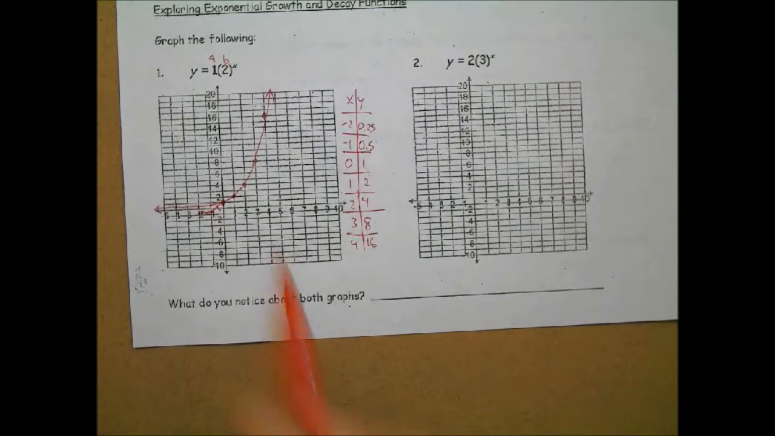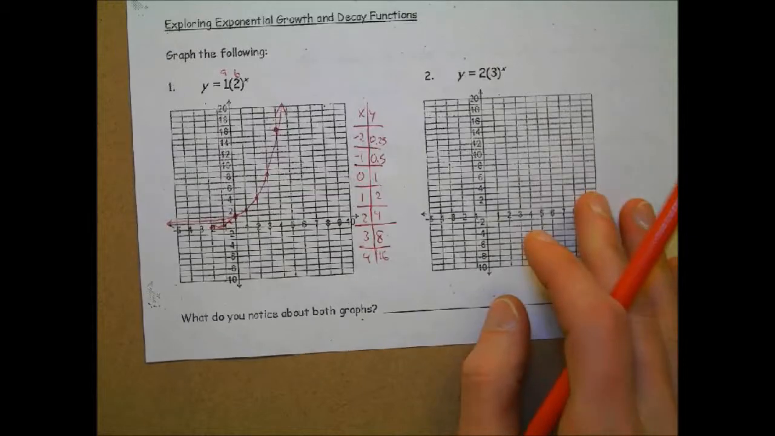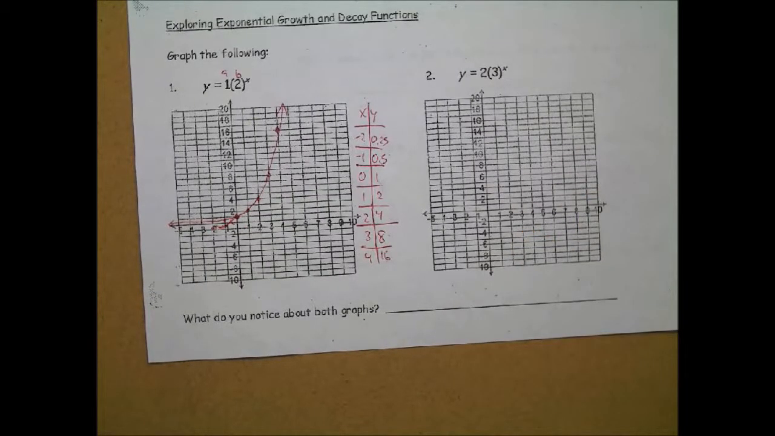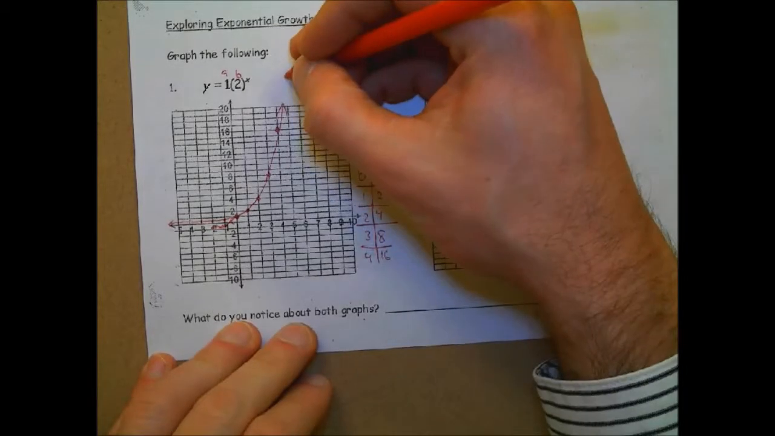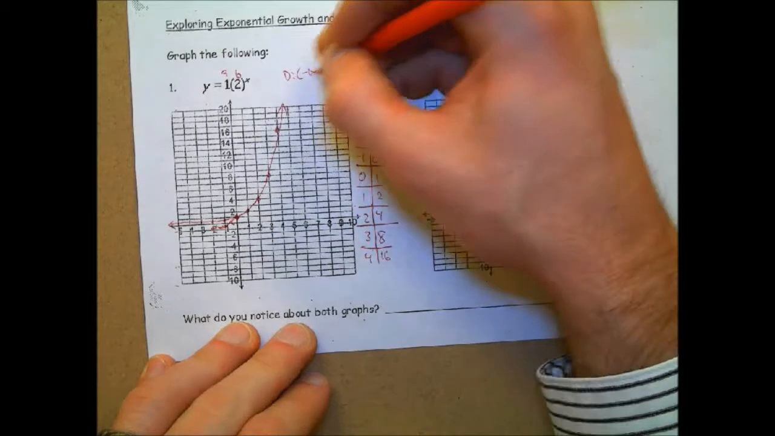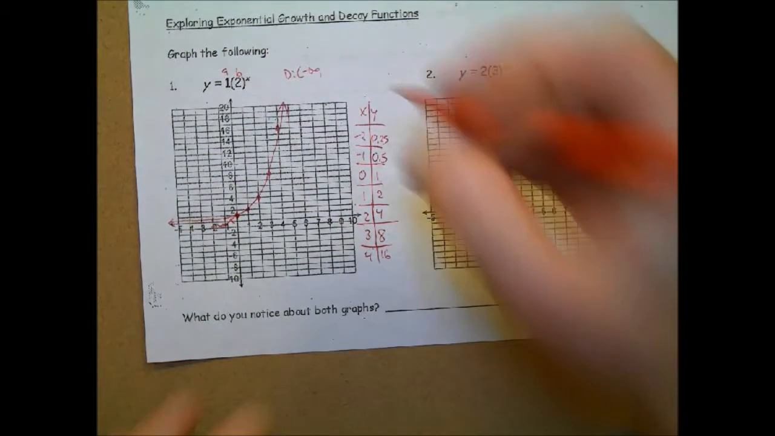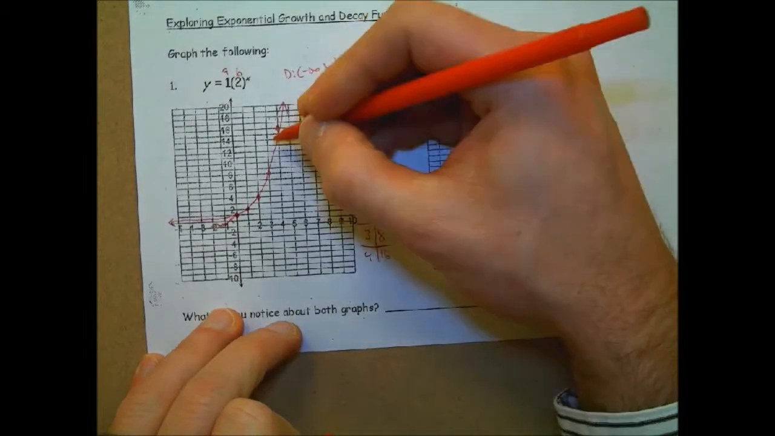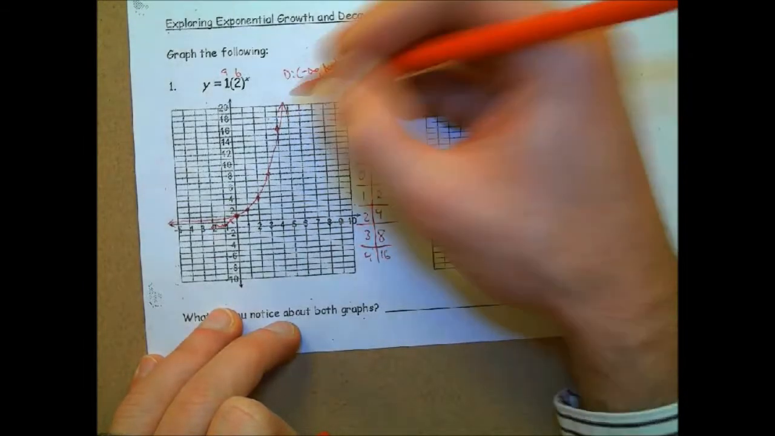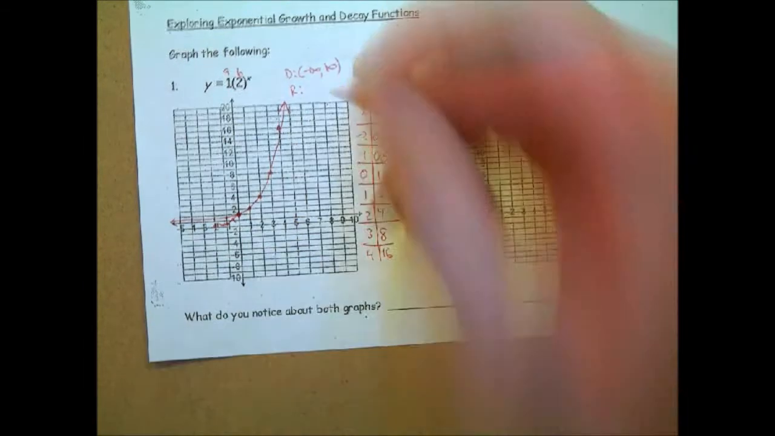How might we describe the domain of this graph? What's the farthest left it looks like this graph goes? Go ahead, Alex. Negative infinity. How about the farthest right it looks like it's going to go? Positive infinity, yeah. It's going to keep going to the right. It's going up so much that it's hard to see.